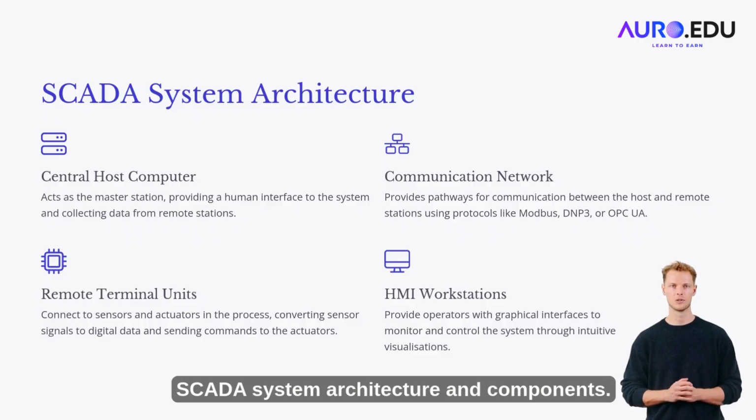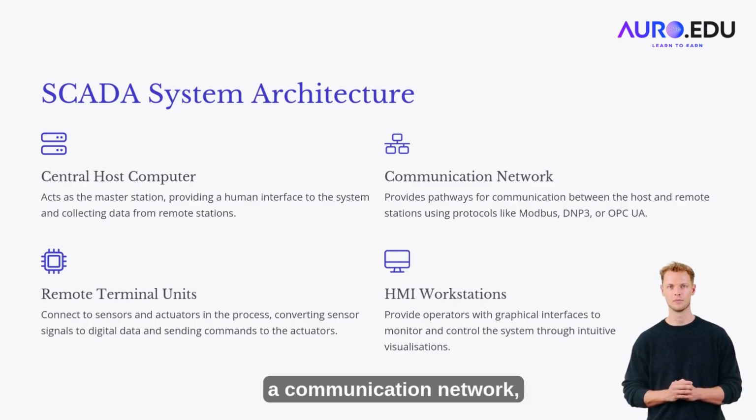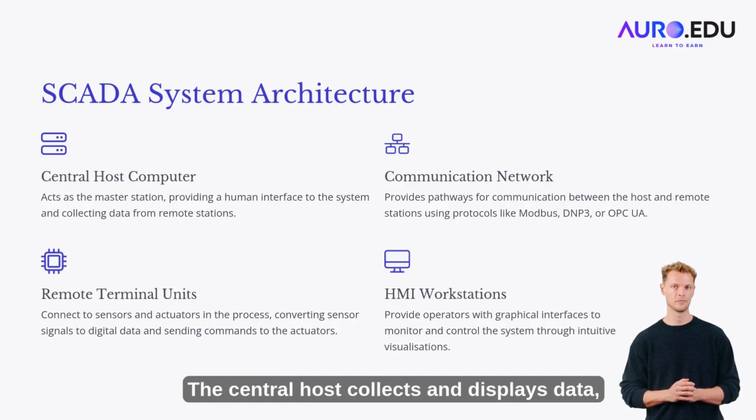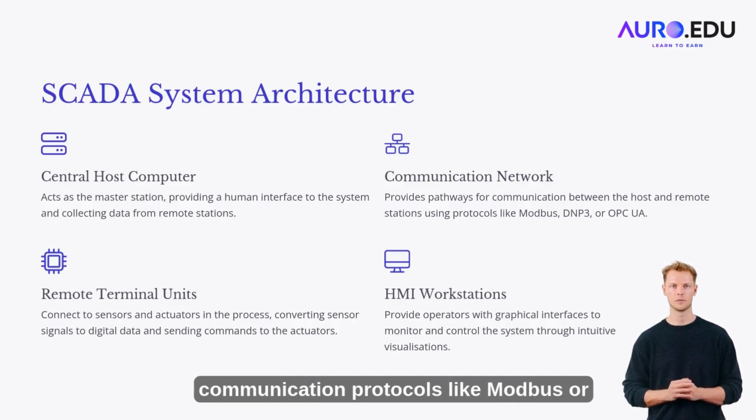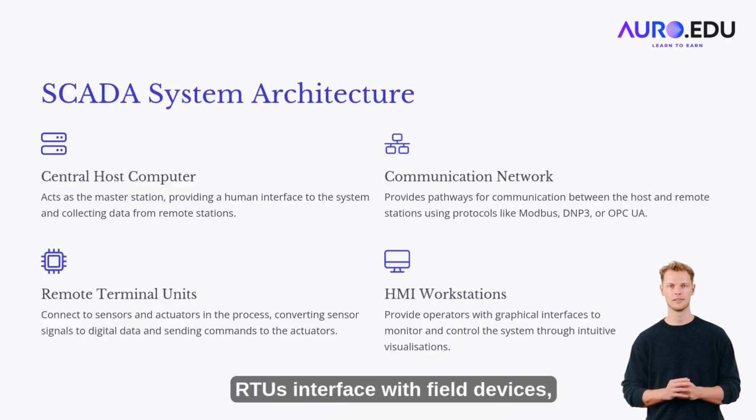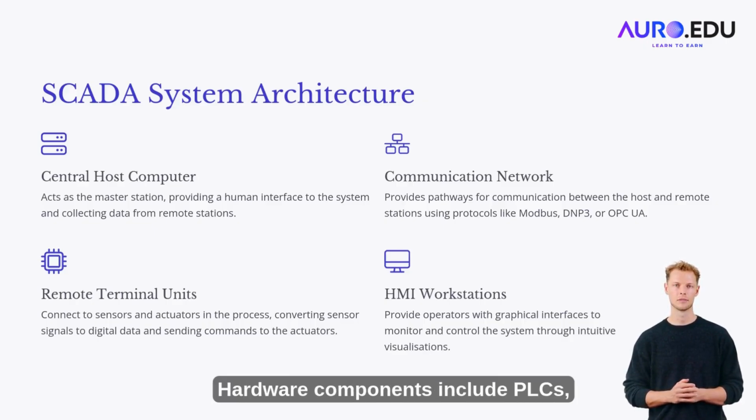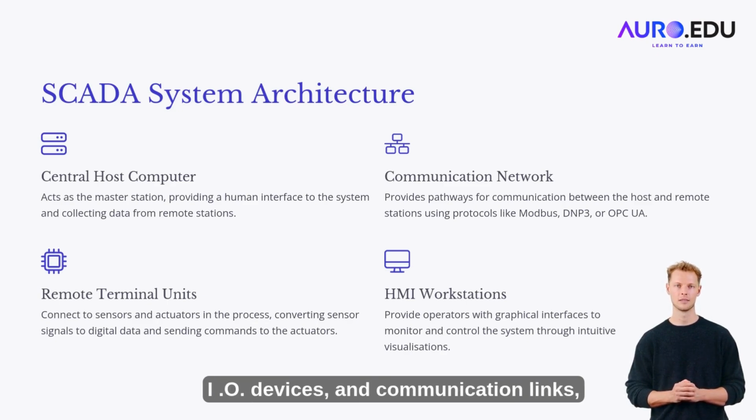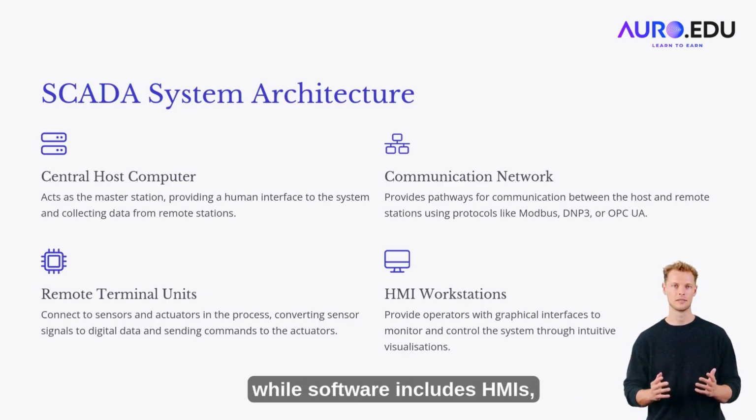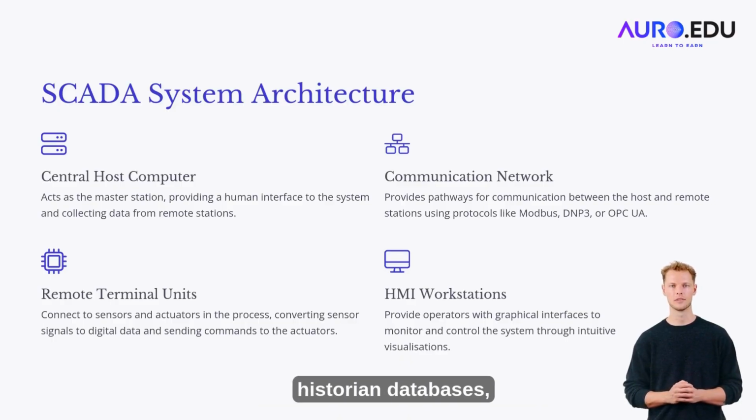SCADA system architecture and components. The architecture includes a central host computer, a communication network, remote terminal units, RTUs, and HMI workstations. The central host collects and displays data, and communication protocols like Modbus or DNP3 link all devices. RTUs interface with field devices, and HMIs allow operators to visually monitor and control processes. Hardware components include PLCs, I/O devices, and communication links, while software includes HMIs, historian databases, alarms, and reporting tools.